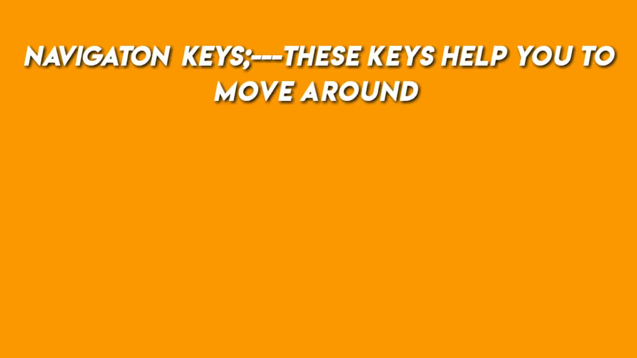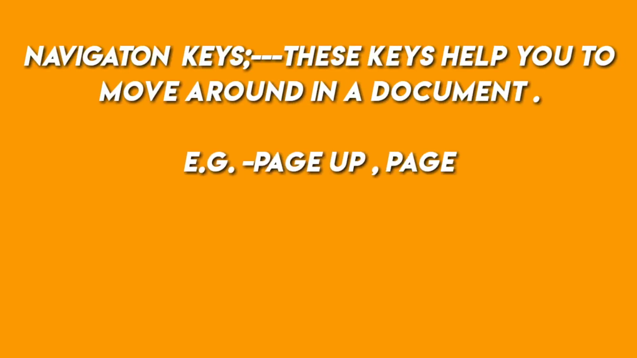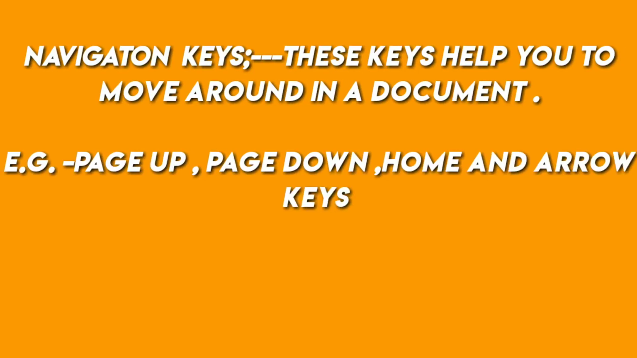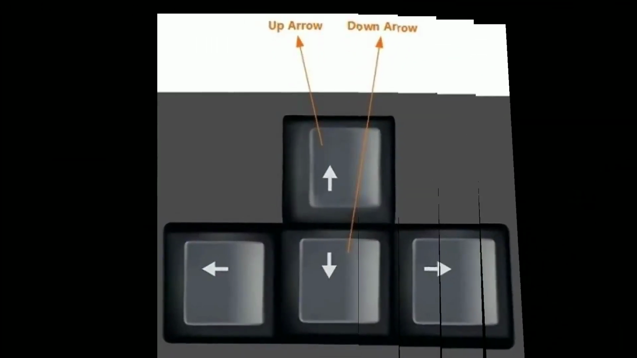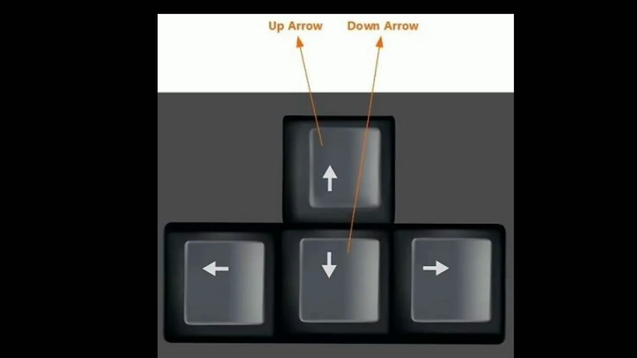These keys help you to move around in a document. Example, page up, page down, home, and arrow keys. All these you can check out on the keyboard. Then just try to use it, how to use it.